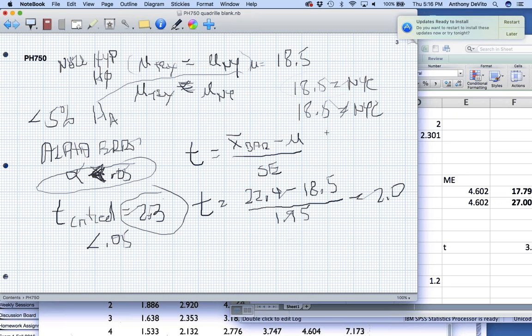You can't say anything about your alternative hypothesis because you don't know anything. All you know is you didn't have enough evidence to reject the null hypothesis that the two means are equal to one another.